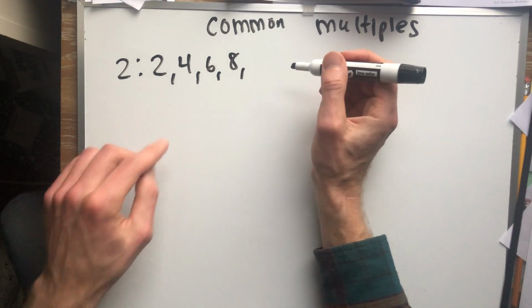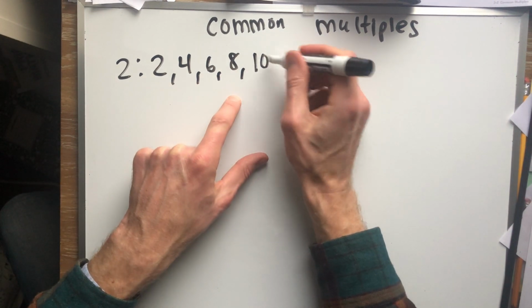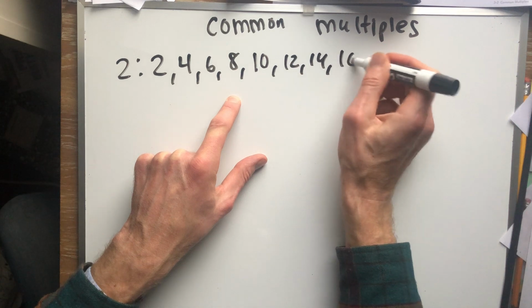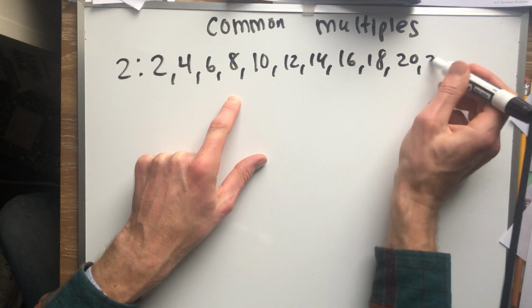Who do I appreciate? 2, 4, 6, 8, 10, 12, 14, 16, 18, 20, 22, da da da da.